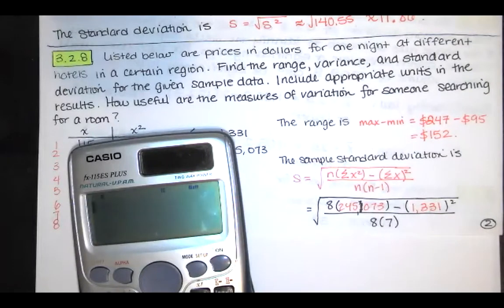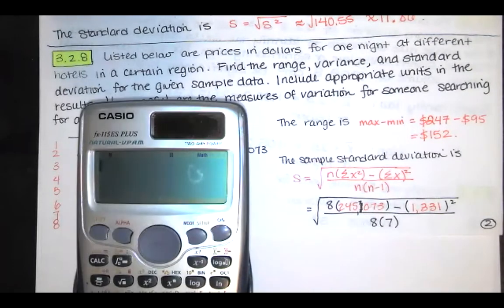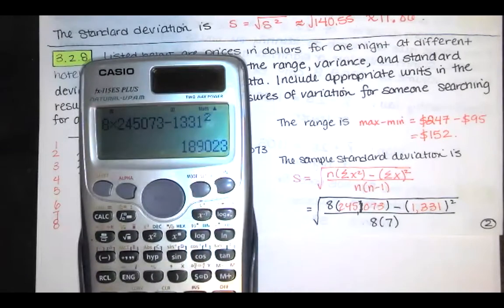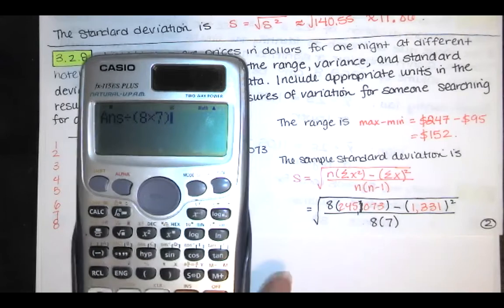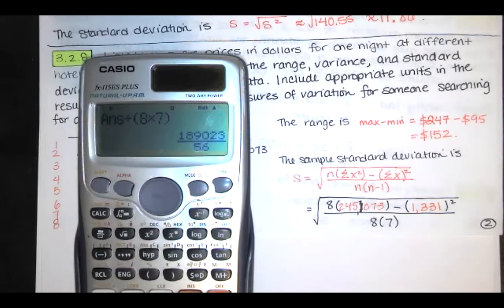Now you just have to enter it into your calculator correctly. And what I recommend is doing the numerator first. So I'll do 8 times 245,073 minus 1,331 squared, and then I hit enter. So that's my numerator. And then I'm dividing by 8 times 7. You can just type in 8 times 7, or you can just say answer divided by 56. That'll work as well. Hit equals.